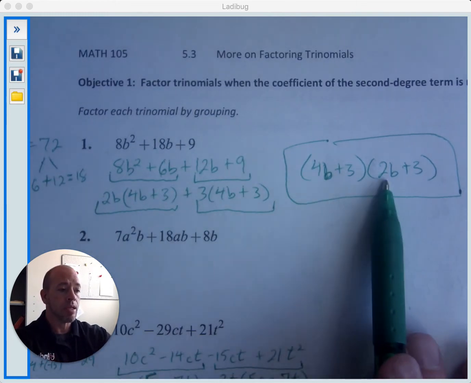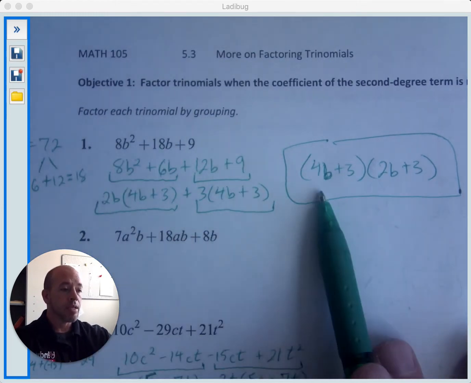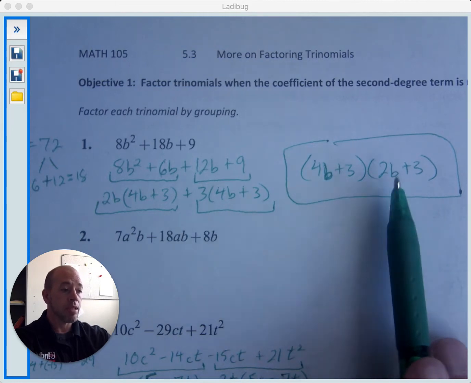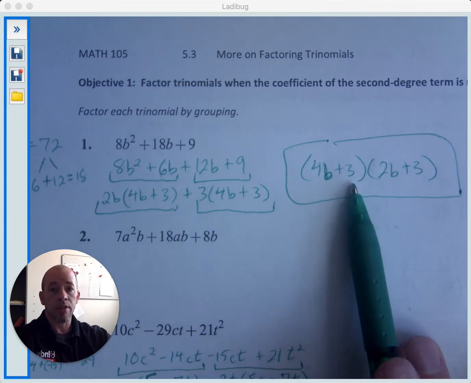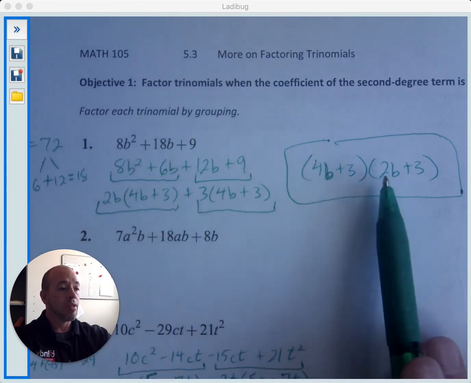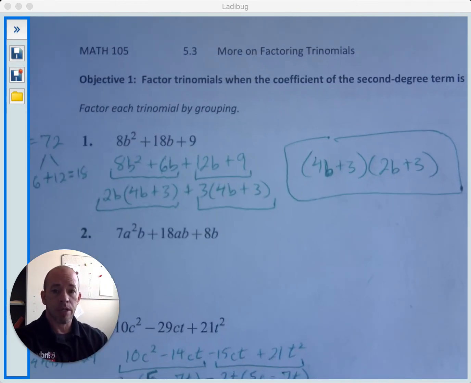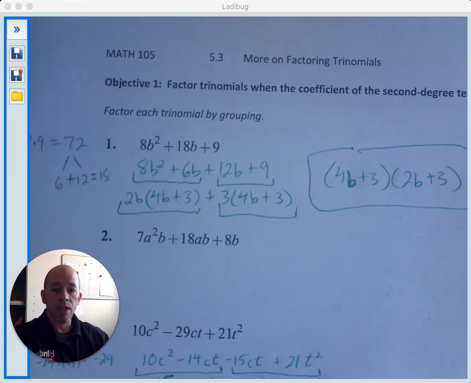4b times 2b, 8b squared. 4b times 3 is 12b, 2b times 3 is 6b. Those together give us the 18b, and then 3 times 3 gives us the 9. So I know I'm good. All right, let's look at the next one.